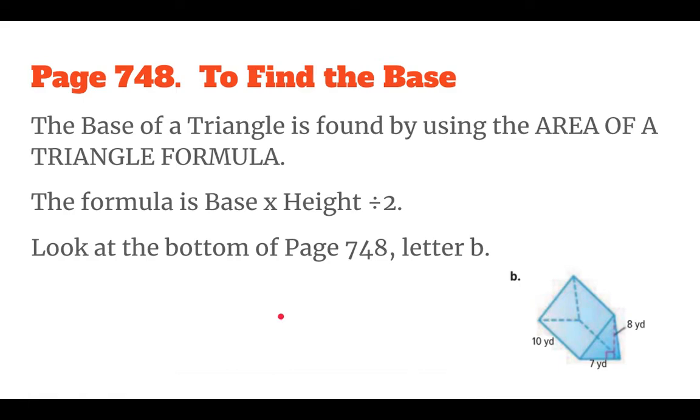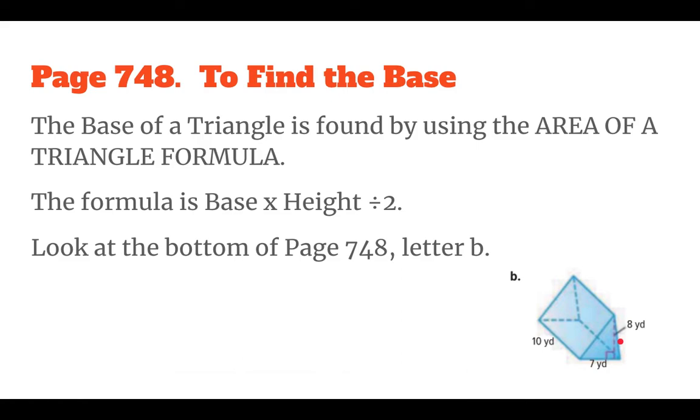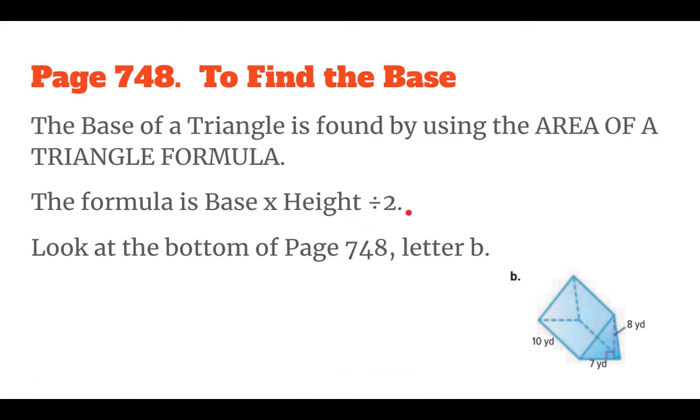So I'm going to give you an example here. I am on page 748, at the bottom of the page on part B. Again, the very bottom of 748. To remind you, to find the area of the base, and again, the base takes in both the 7 and both the 8. To find the area of the base, you need the formula for the area of a triangle, which is base times height divided by 2.